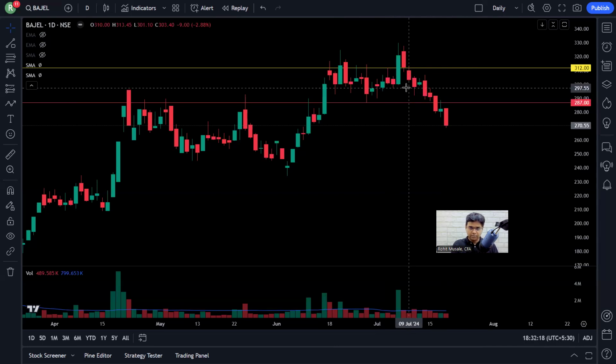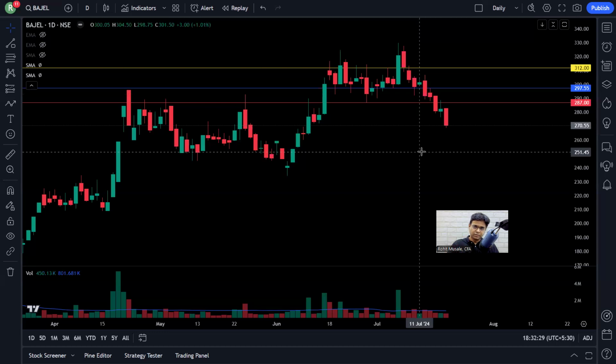So if I draw a line here, see point number 4, I draw a line here, see, 1, 2, 3, 4. All these 4 candles don't close below the blue line. So I stay in the stock.